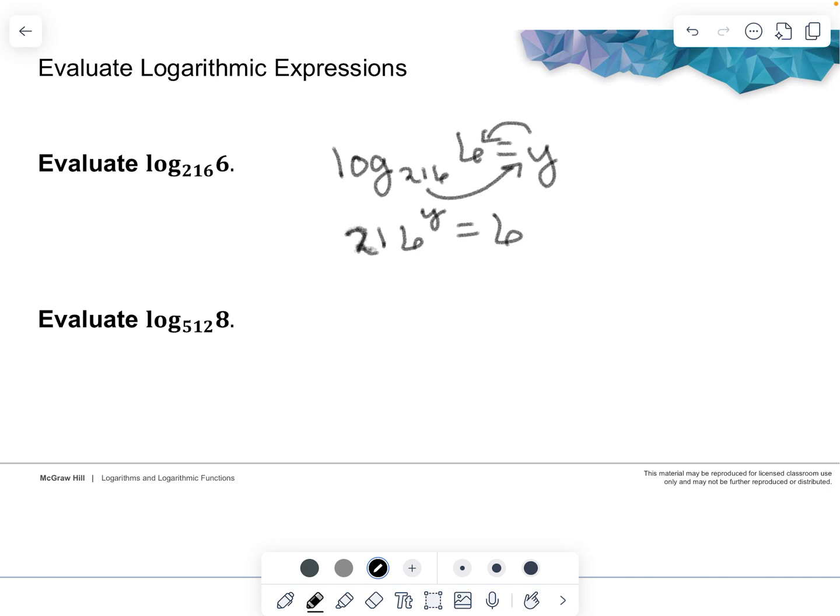So then I have to think, 216 raised to what number would give me 6? Well, since I know it has to equal a number smaller than 216, it's going to be a fraction. And I recognize that 216 is a perfect cube. So I know, and you can check it in a calculator, that 216 raised to the 1/3 will equal 6.